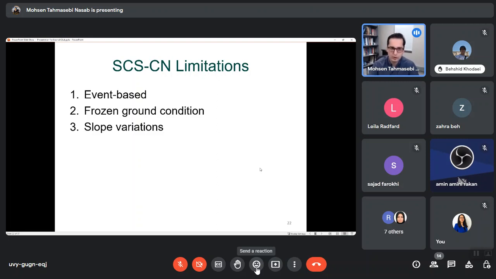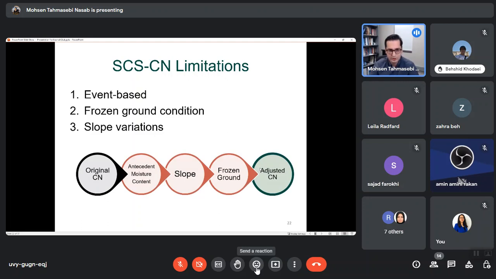It does not adjust curve number for frozen ground condition. And also it doesn't consider slope of the land into the equation. So we use a set of equations to adjust the original curve number for the antecedent moisture condition of the soil, for the slope, and for the frozen ground. And then we use that adjusted curve number in the equation in the model.